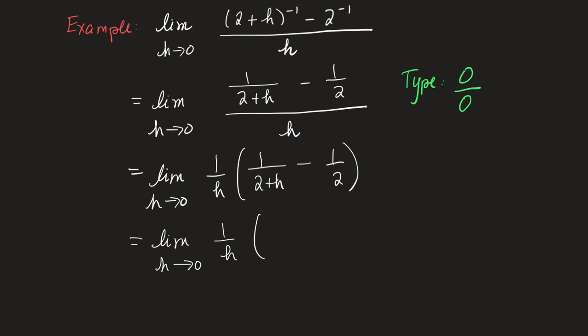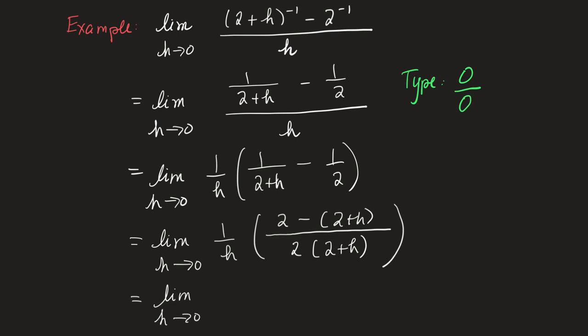And inside the brackets, I'm looking for a common denominator. That common denominator is going to be 2 times 2 plus h. What that means is I must multiply this numerator by 2 and this numerator by 2 plus h. So on the numerator, I'm going to get 2 minus 2 plus h. And I'm going to simplify that.